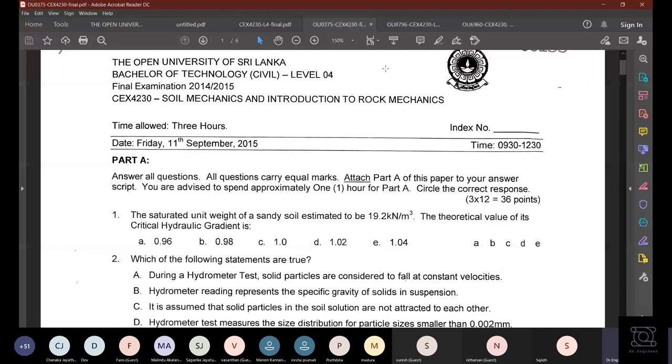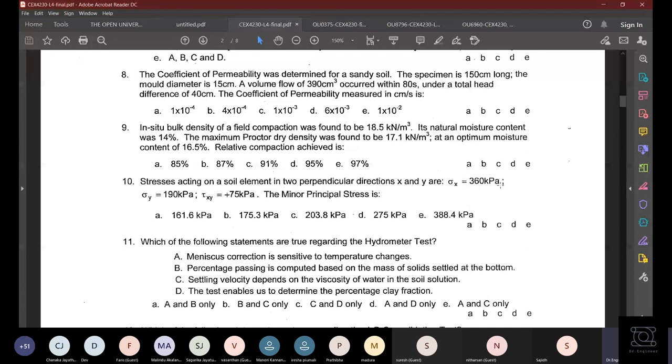Someone has asked, what are the answers for questions 8, 9 and 10 in 2015-16? That is the paper we are doing now. For question 8, there is no answer. For question 9, the answer is D. And for question 10, it is answer A. So I'll quickly move to the 2014-15 paper.